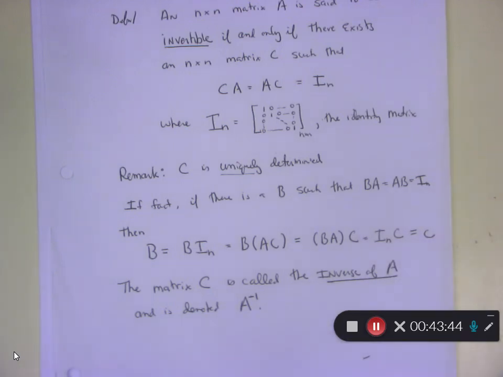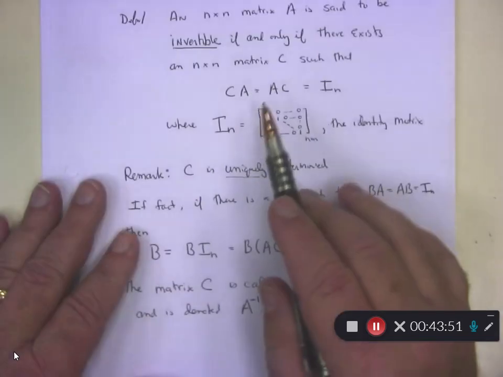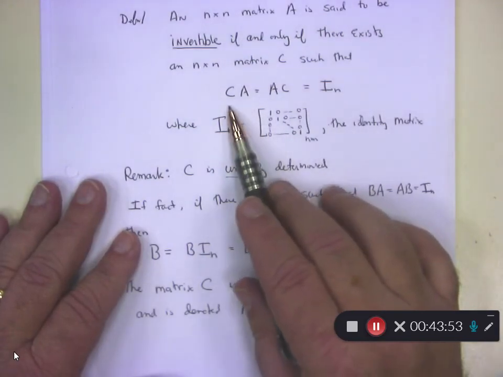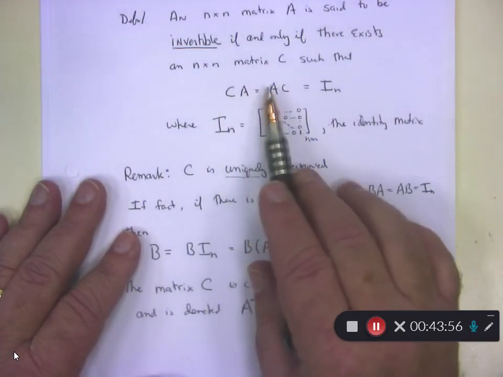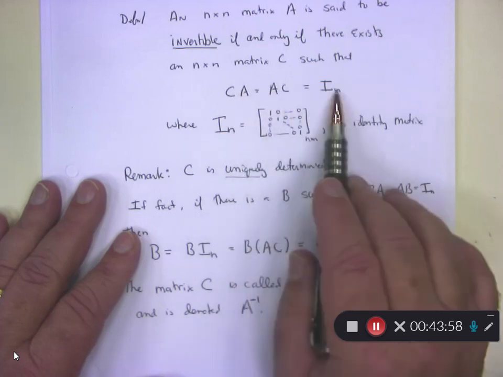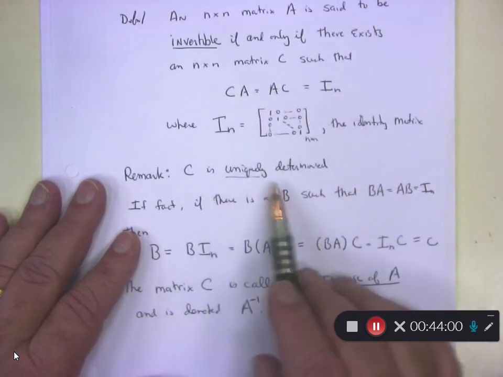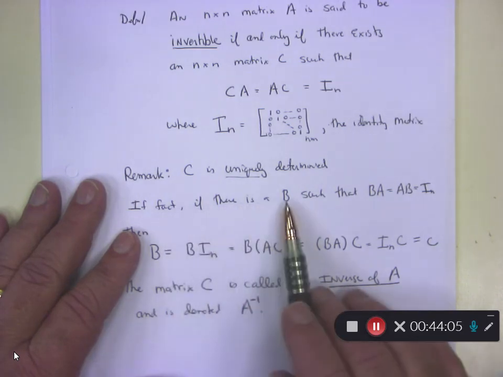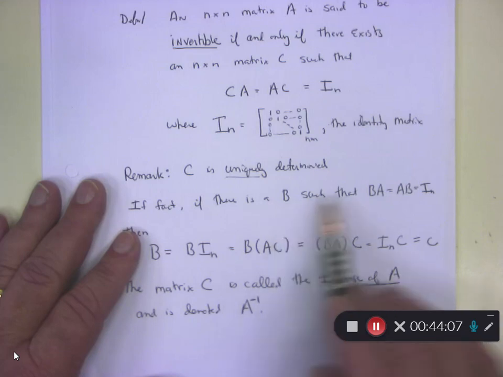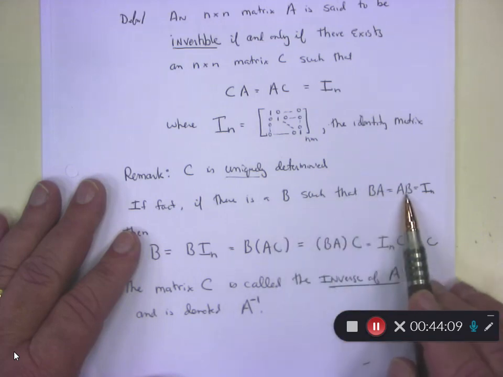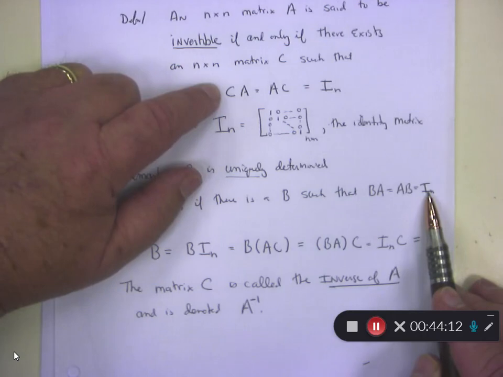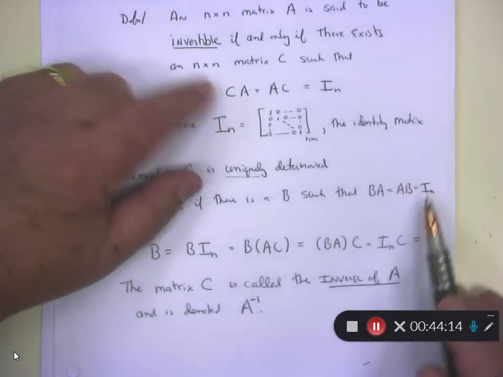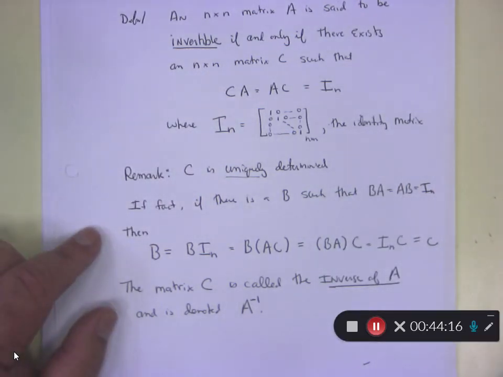What does the word unique mean to you? There's one and only one. So, if I told you up here, A has an inverse, called C, so we know that A times C is equal to C times A, which is equal to the identity matrix. If I say there is another matrix B such that B times A equals A times B equals the identity, remember I just gave you that C times A and A times C equals the identity. I'm going to show you that there's not two of them, there's only one.